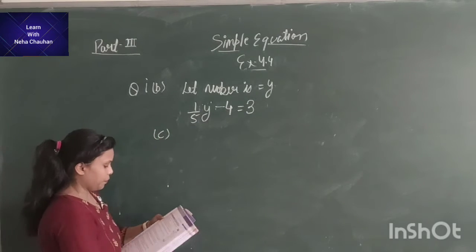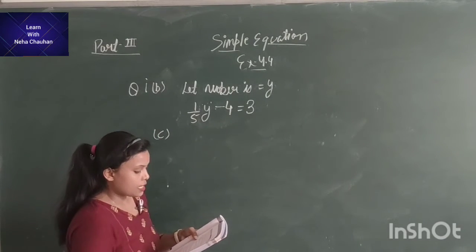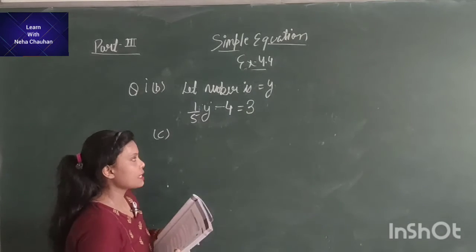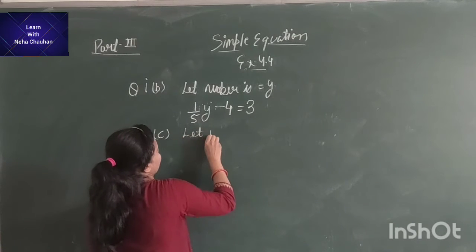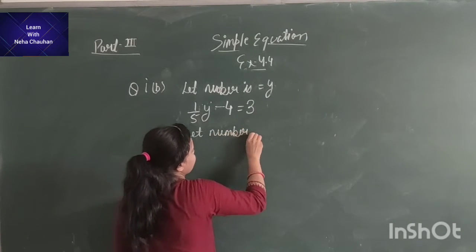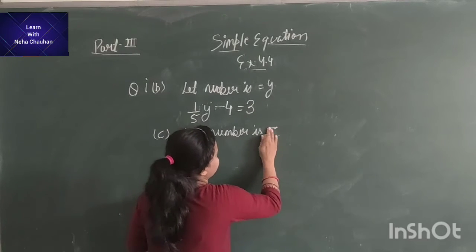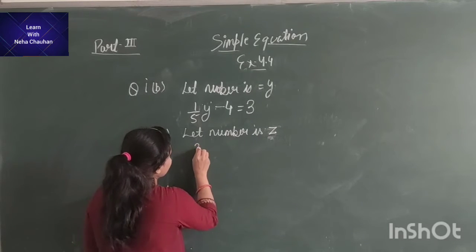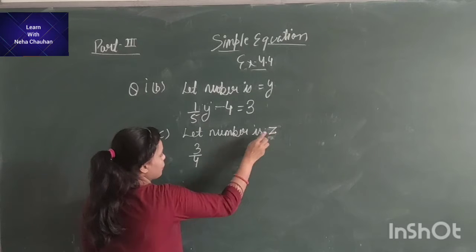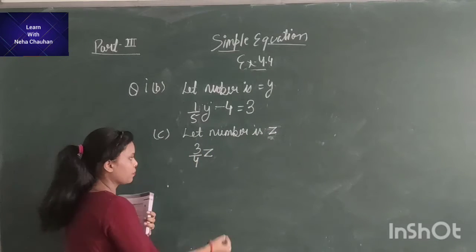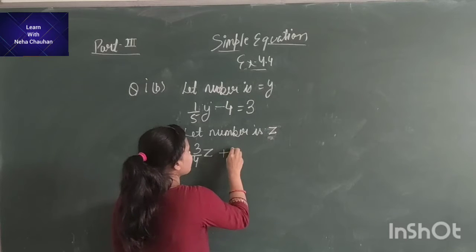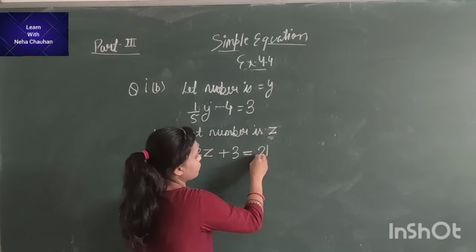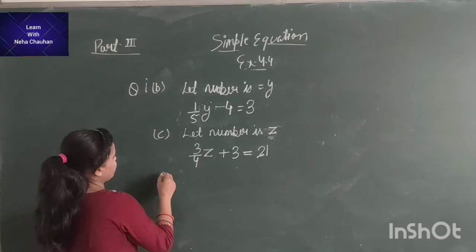C part. If I take 3/4 of a number and add 3 to it, I get 21. Let the number be z. So 3/4 of the number, and add 3 to it, we get 21. This is the equation we get from the statement.